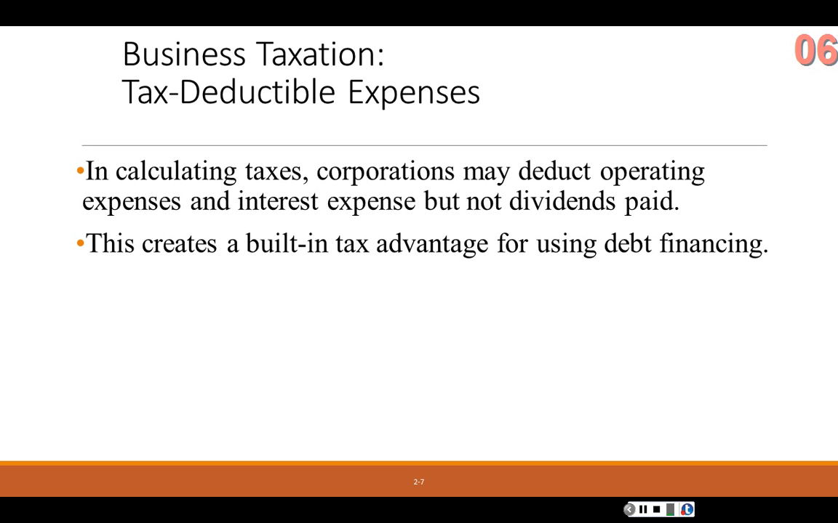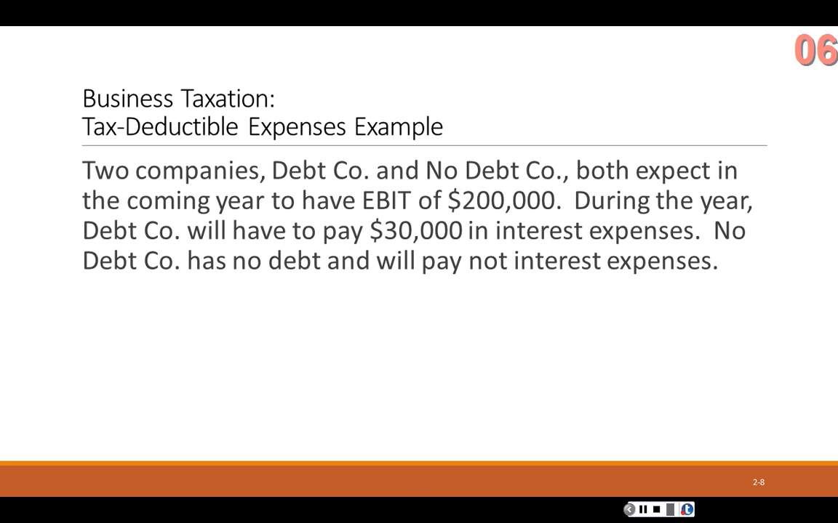And here's an example to show this. We have two companies, debt company and no debt company. Both expect to have earnings before interest and taxes in the coming year of $200,000. During the year, debt company will pay $30,000 in interest expense, and no debt company doesn't have any debt, so they have no interest expense. So we have both companies, debt and no debt company.